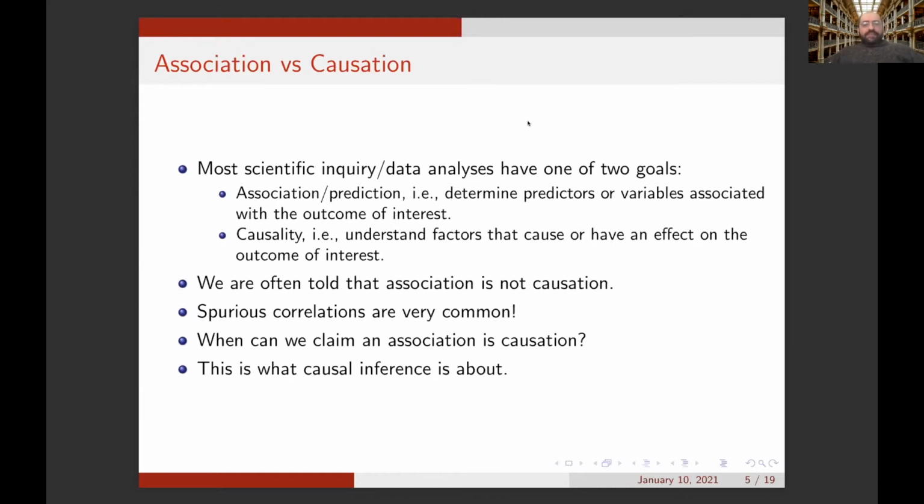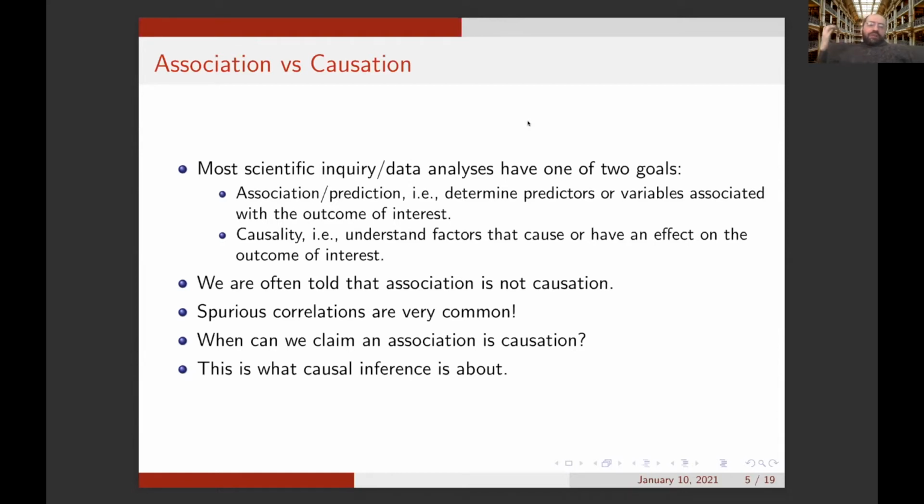The second type of inquiry, or data analysis, is causal, which is understanding factors that cause or have an effect on the outcome of interest. And causal analyses are very important. Right now, we ran these phase 3 vaccine trials, which were really aimed to establish the causal efficacy of various kinds of vaccine on COVID, like whether they have a protective effect or not. And so both kinds of data analyses are important.